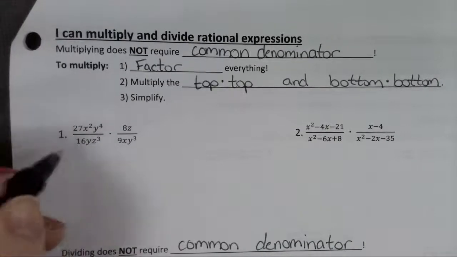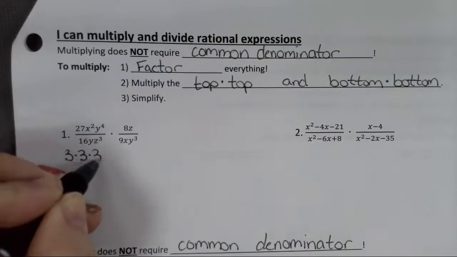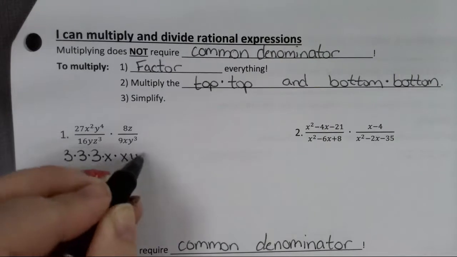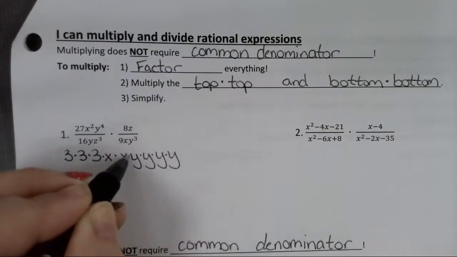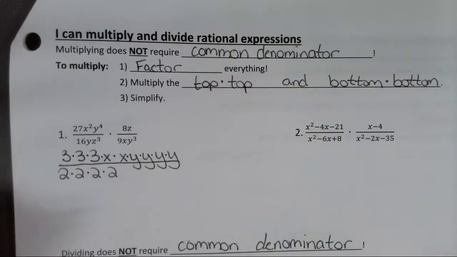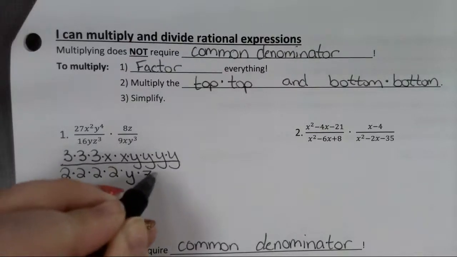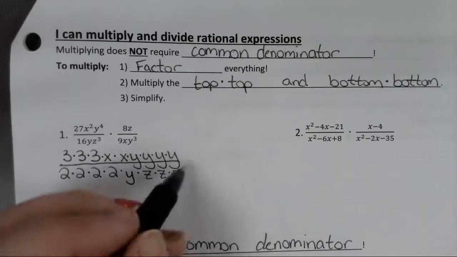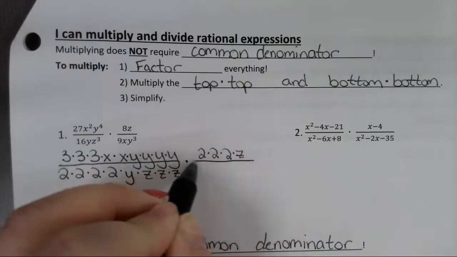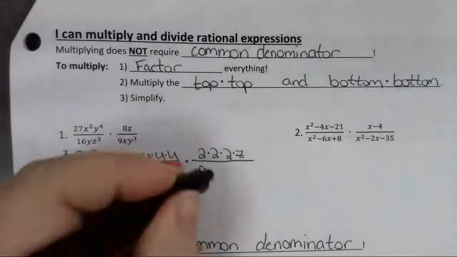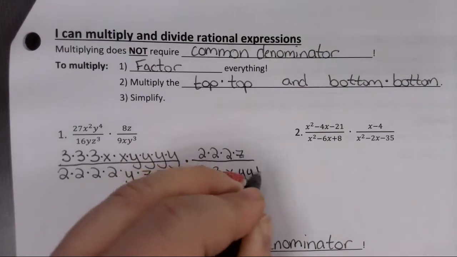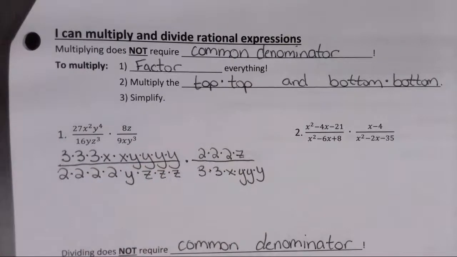So that means that 27, if we were to do a factor tree for it, we'd get 3 times 3 times 3. X squared is x times x. Y to the fourth is y times y times y times y. Then 16, if we did prime factorization for it, we would have 2 four times, 1 y, and 3 z's. 8, we would have 2 times 2 times 2, 1 z. And then in the bottom, we would have 9, which is 3 times 3, 1 x, and 3 y's. Technically speaking, this would be representative of factoring everything.